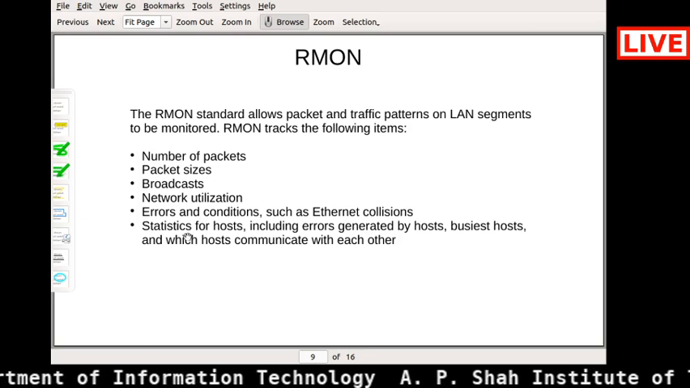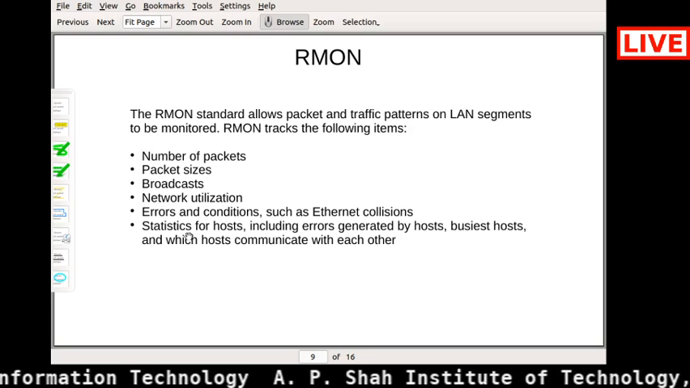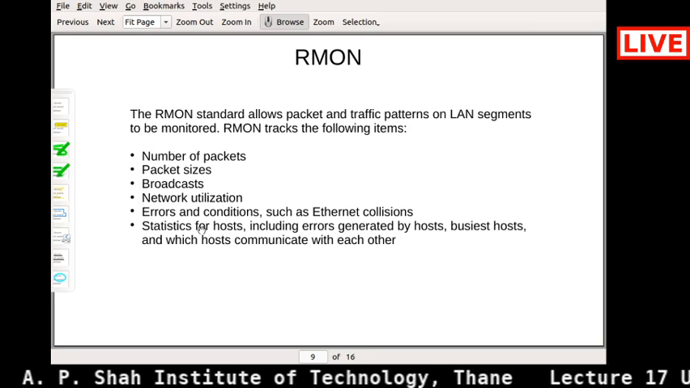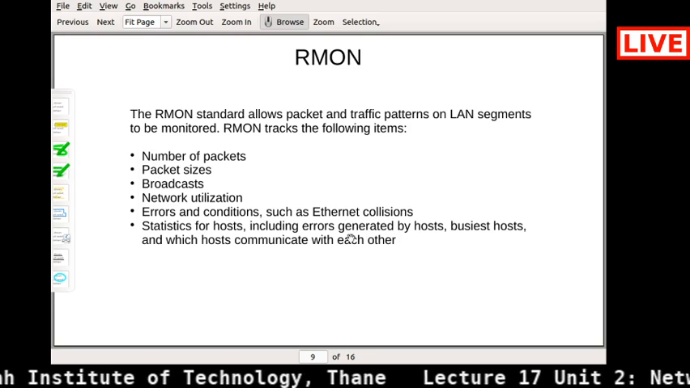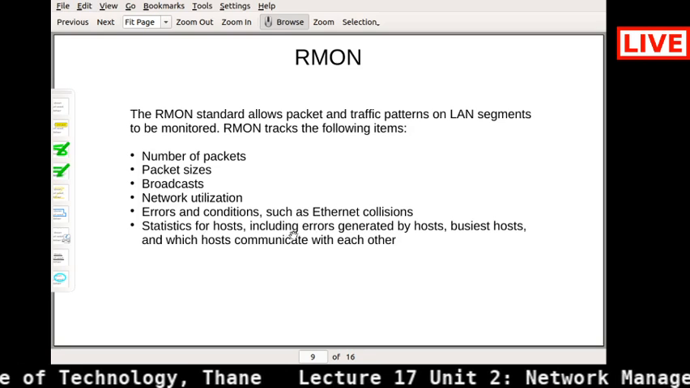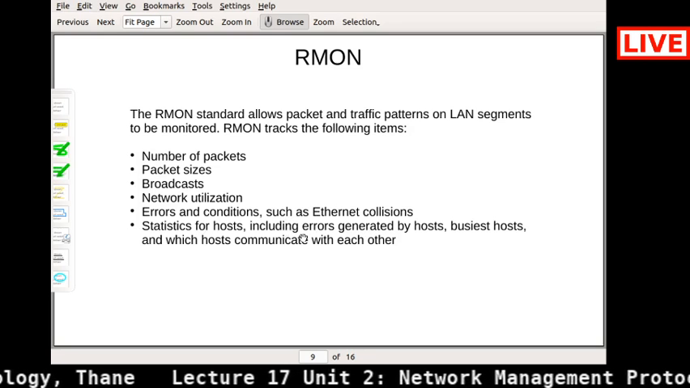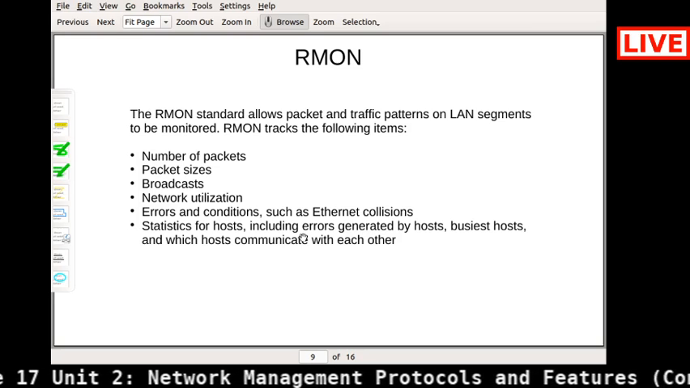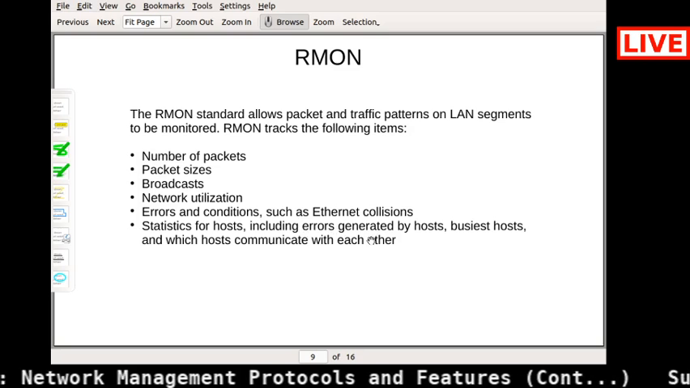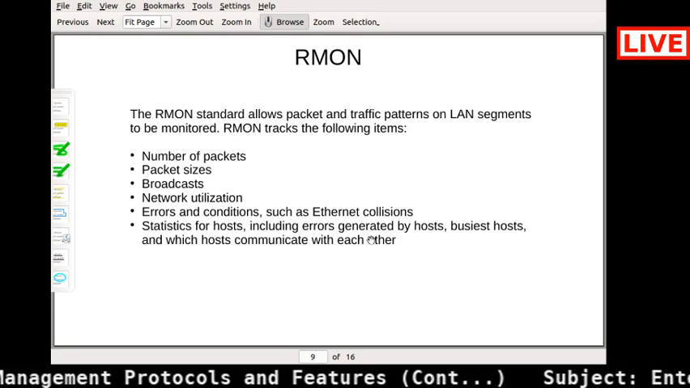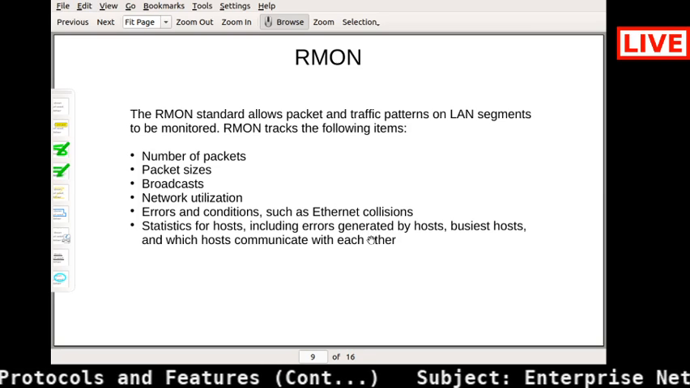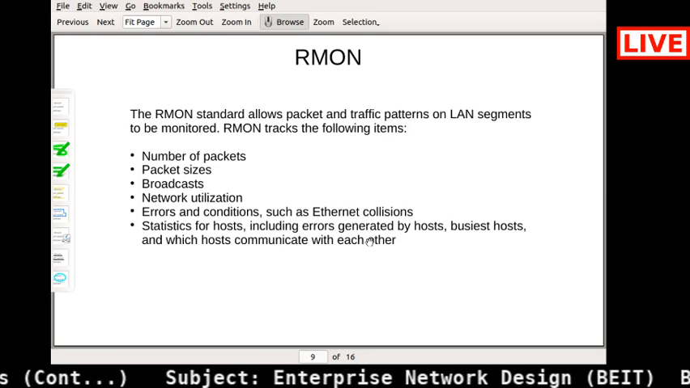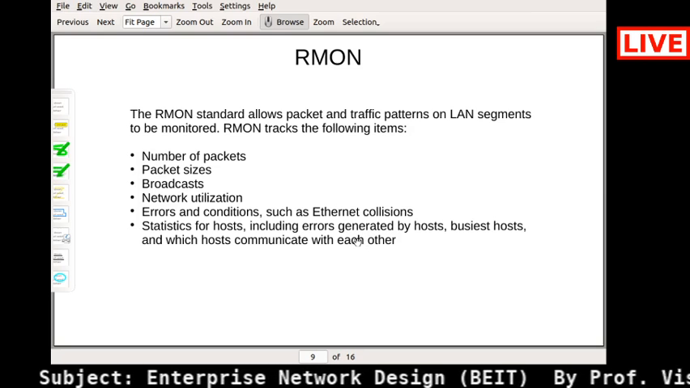Then statistics for all the hosts connected in a network, which also include errors generated by a host. For example, some hosts are giving you some errors, or some busiest host is accepting and responding to communication. That also will be monitored.